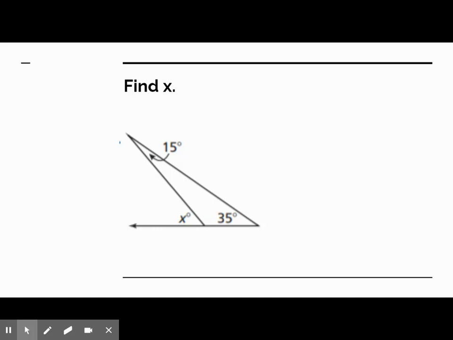That is correct, 50 degrees. Since X is an exterior angle, you can add the two non-adjacent interiors, which are 15 plus 35, which is 50.